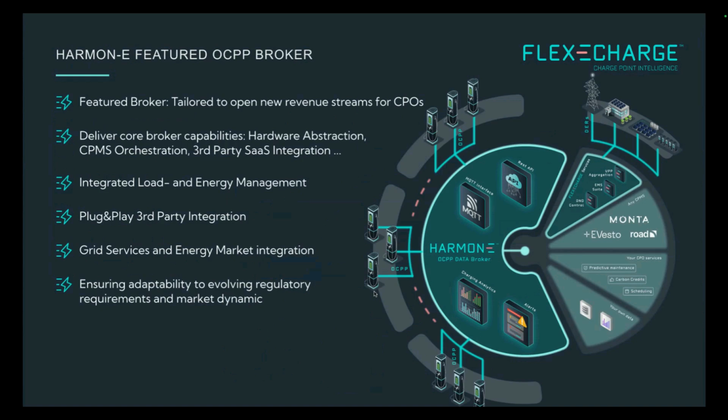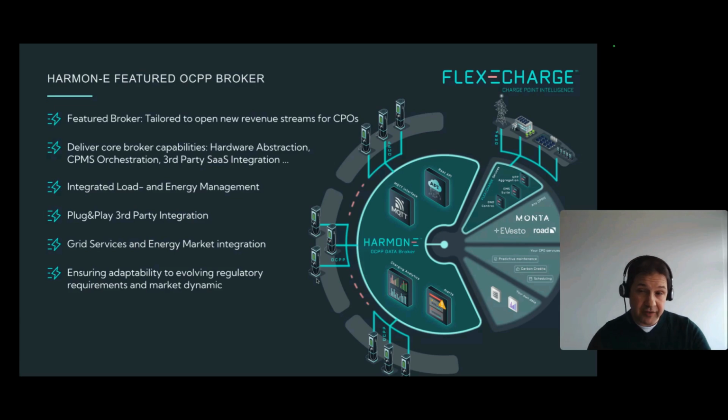At Flexecharge, our main focus has always been, or still is, load energy management solutions for CPOs. And from the beginning, we had built our system around the data broker. We never made that available to our customers, but we have been using it for many years. And it basically shows what sort of advantage a data broker can bring.